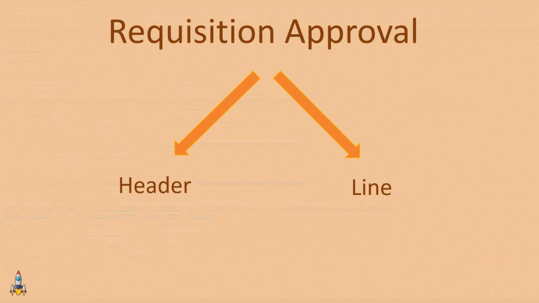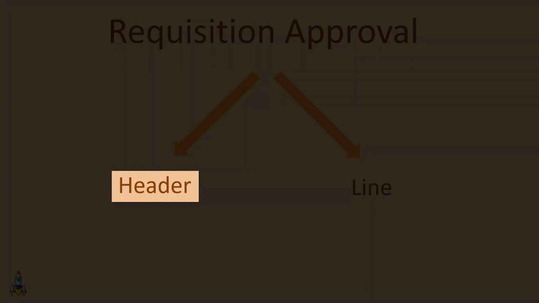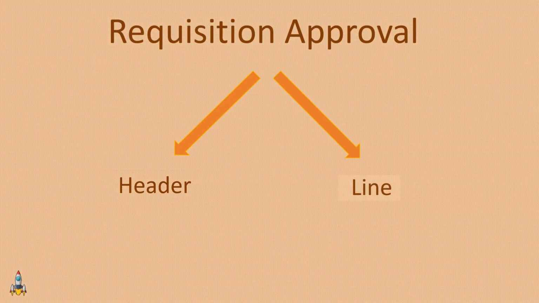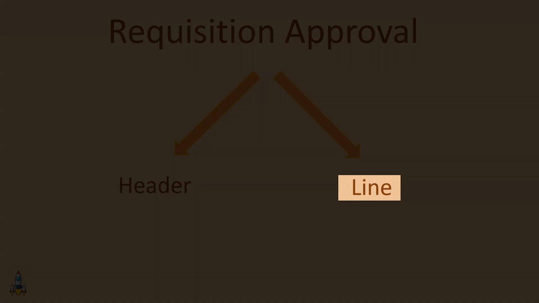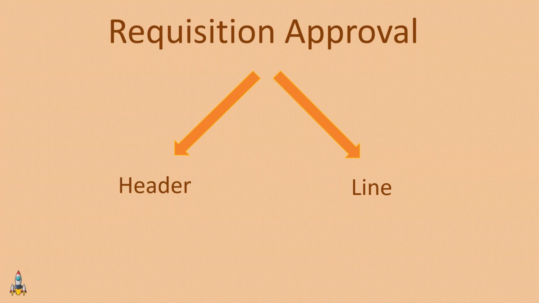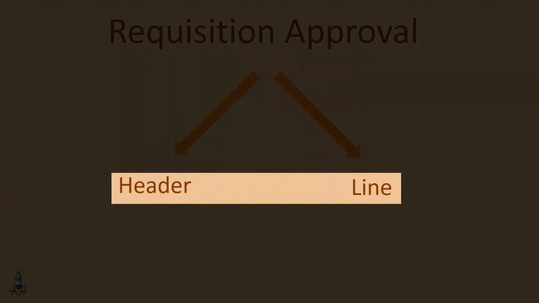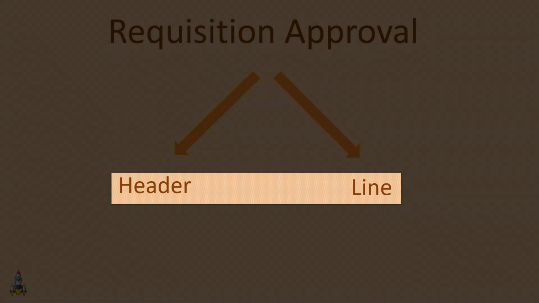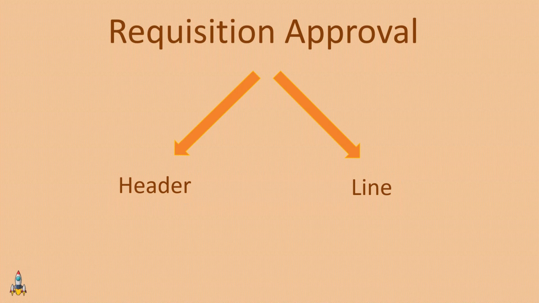One important point to note while dealing with requisition approval is that we can set up the approval required at header level only, or we can set up the approval required at individual line level of the requisition, or we can set up the approval for requisition at both the header level as well as line level. So these are the three different ways in which we can set up the approval for requisition, and depending upon the need of the business we will take a decision on what is the correct mode to set up the approval.